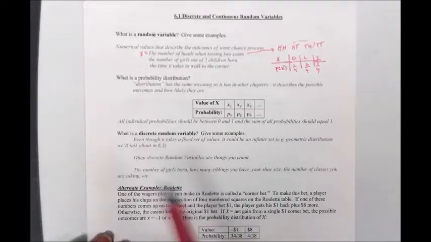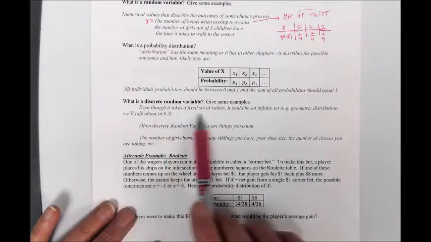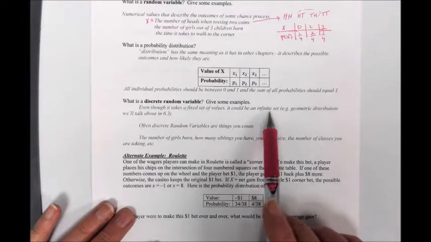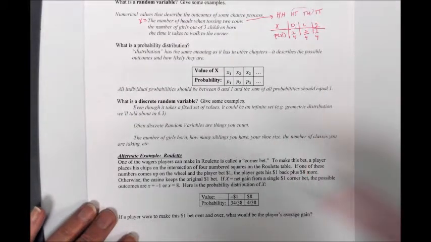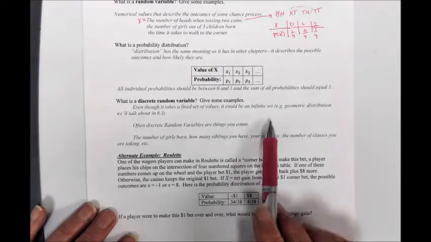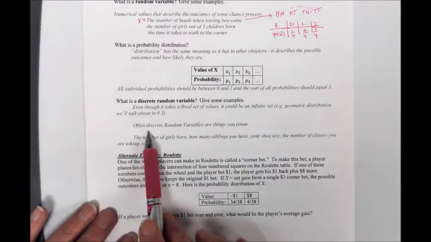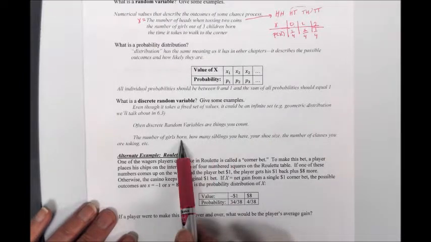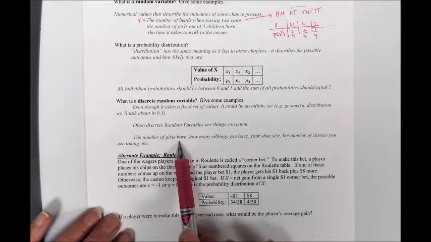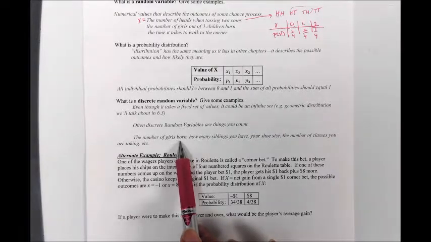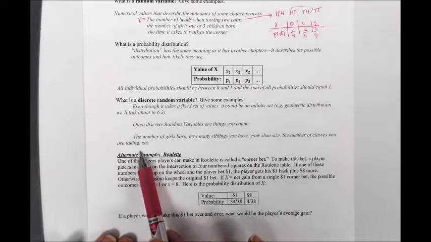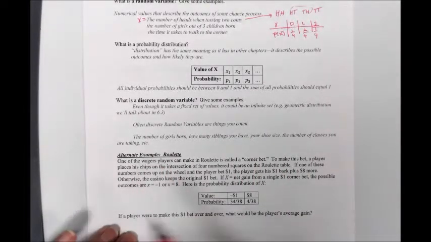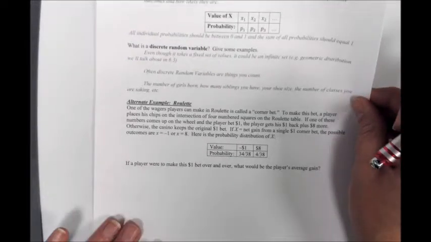So again, discrete is countable. It usually takes on a fixed set of values. It could be an infinite set. We'll talk about binomial and geometric distributions later in this chapter. Geometric could be how many times until you're successful, so maybe you're never successful. So often discrete are countable. If I say the number of girls born, you can't have a partial girl born, so it's going to be 0, 1, 2, 3. How many siblings you have, your shoe size, the number of classes you're taking. Those are all discrete and countable, with probably integers or whole numbers.